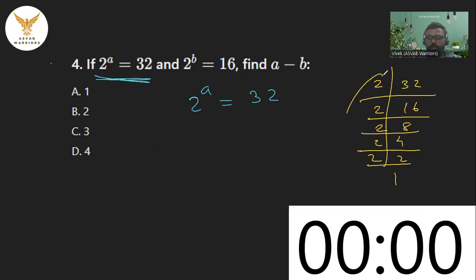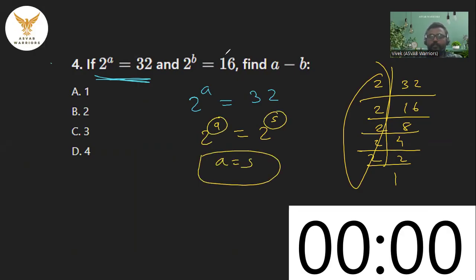So 32 can be written as 2 to the power 5. 2 to the power a. What does that mean? a is nothing but equal to 5. Let's solve the other part now.